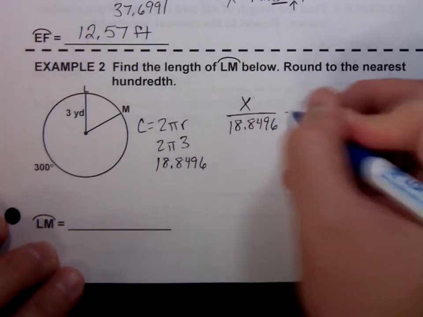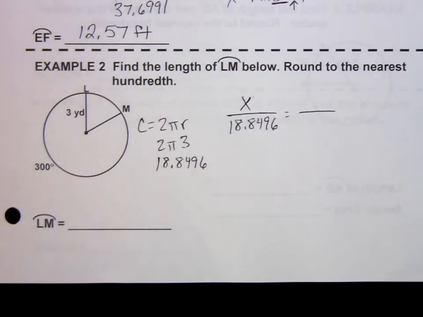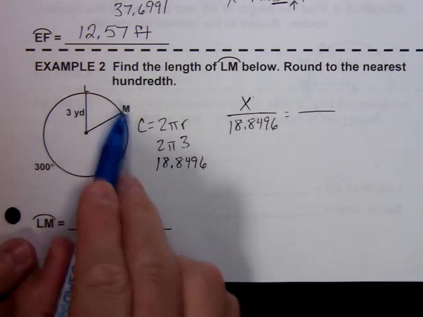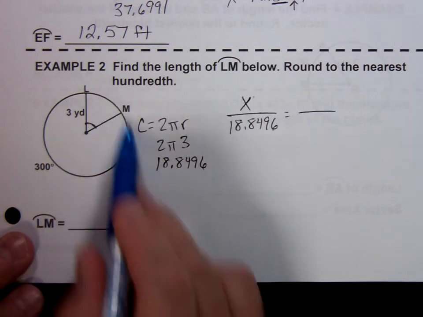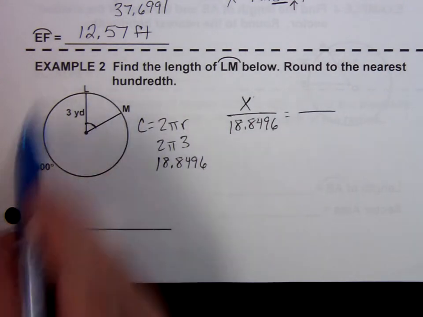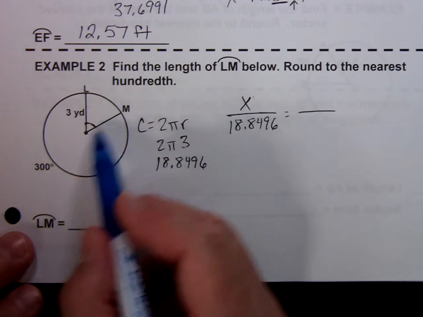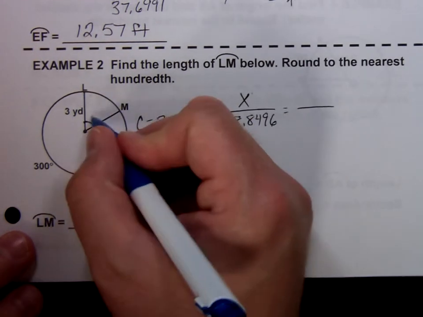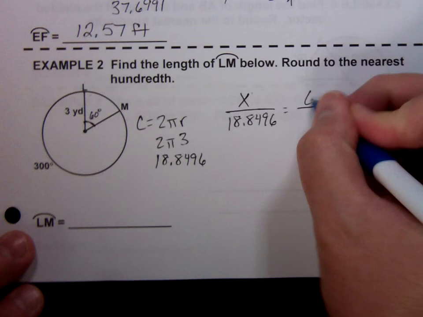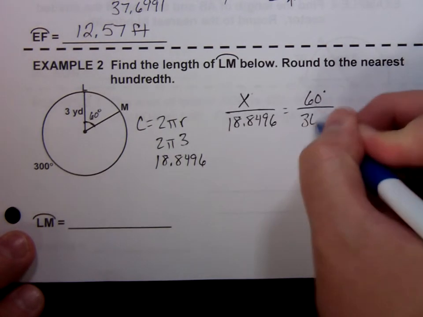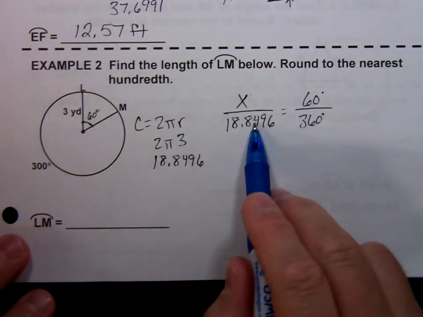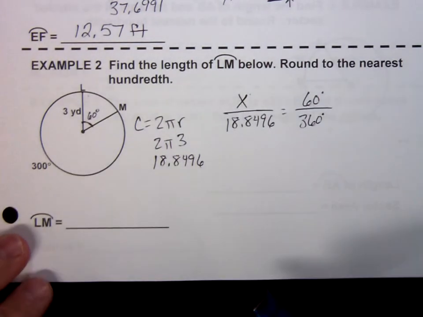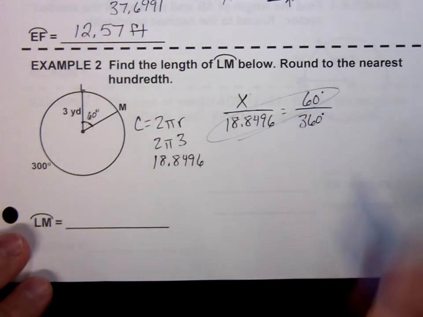So arc length over circumference equals central angle over 360. Now if I'm finding arc LM, this is the central angle I want. What they gave me is that this arc is 300 degrees. Remember, 360 degrees in a circle. That means that if this is 300, this has to be 60. So the central angle is 60 degrees over 360 degrees for the entire circle. So same thing every time. Arc length over circumference, central angle over 360, and then we just cross multiply. So I'm multiplying these two numbers and dividing by 360.